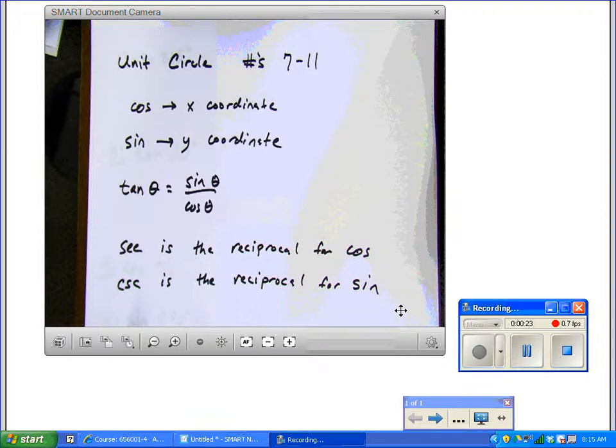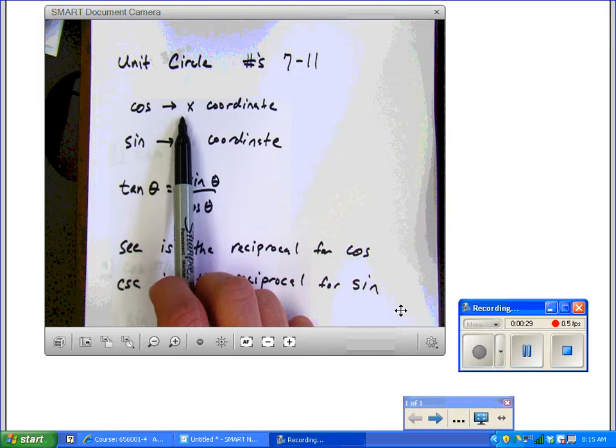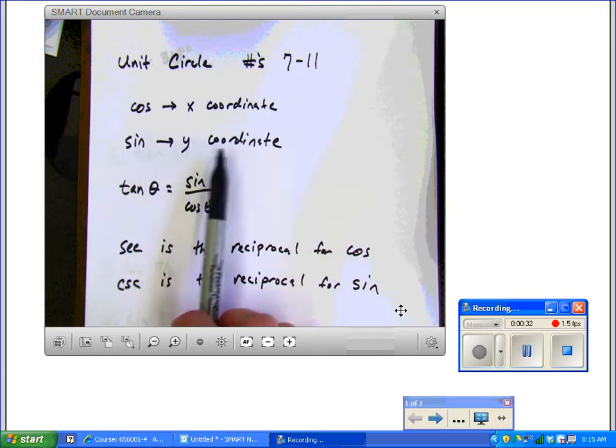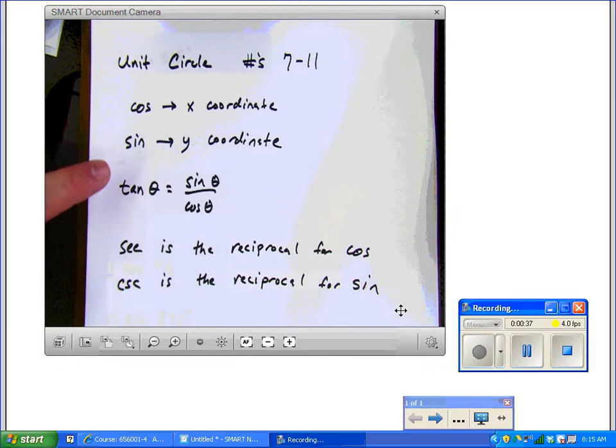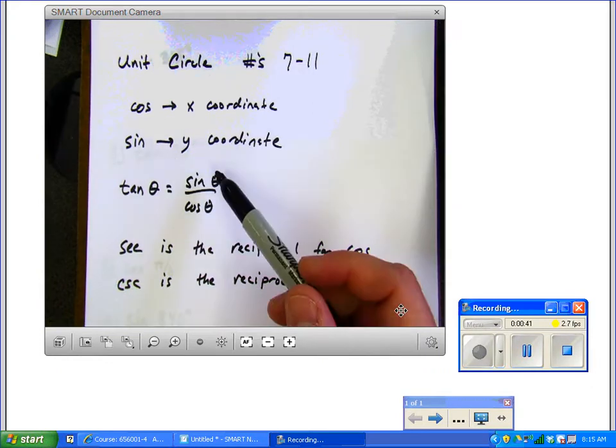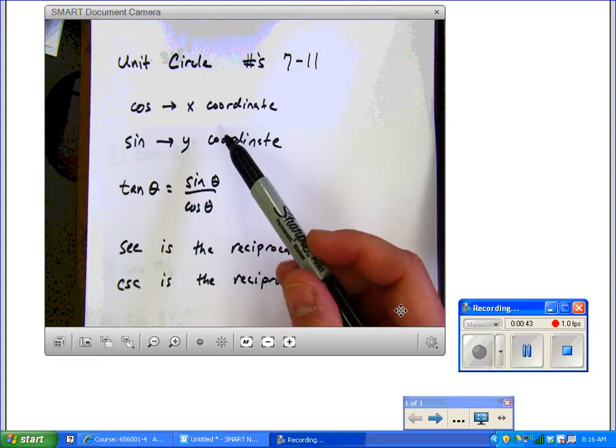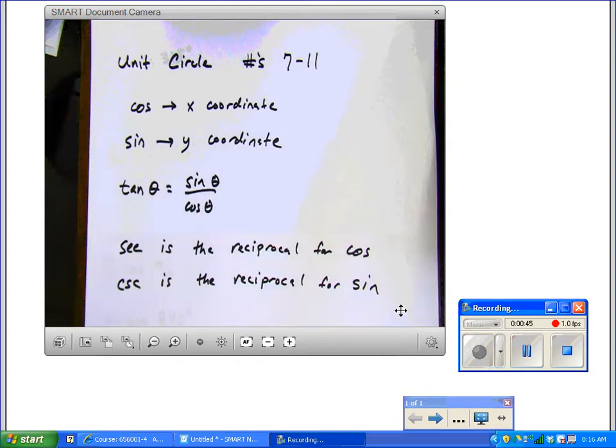So when I look at a particular ordered pair, if I want to find the cosine at a particular angle here, then the cosine is the x-coordinate, and then the sine is just the y-coordinate. Now, the tangent is the one you're going to have to calculate by doing the sine of the angle over the cosine of the angle. So that's how we can get cosine, sine, and tangent.